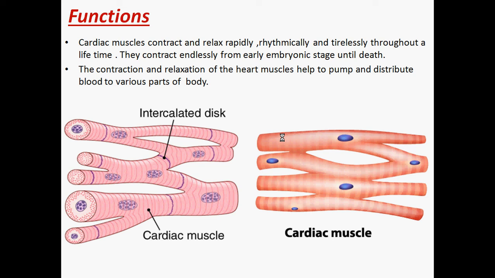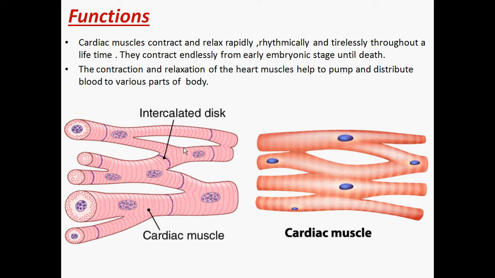Now students, there are some specific functions of the cardiac muscular tissue. The cardiac muscles contract and relax rapidly, rhythmically, and tirelessly throughout a lifetime, and they contract endlessly from the early embryonic stage until death. They never feel tired. If they got tired, the individual would not be able to survive. The contraction and relaxation of the heart muscles helps to pump and distribute the blood to the various parts of the body. The heart is involved in continuous, rapid, rhythmic and tireless contraction and relaxation throughout the lifetime of an individual, from the embryonic stage till death.